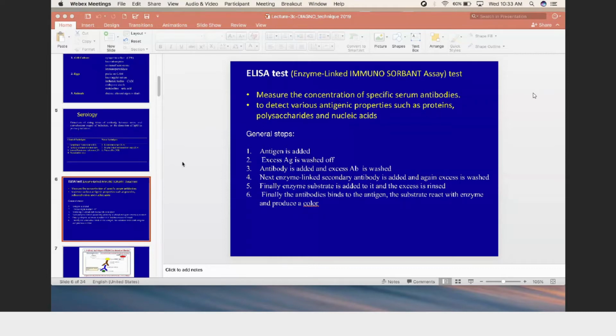Okay, this is actually about the ELISA test. So basically, the steps of doing ELISA are not that difficult, but of course it takes some time to prepare. So the principle is still the same as drafted here, the general steps here.